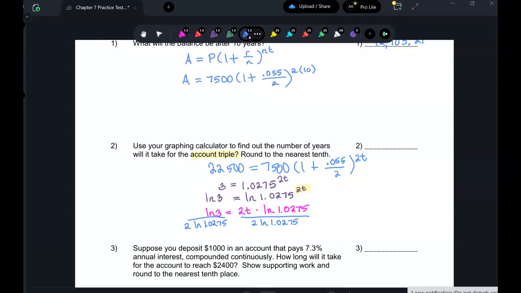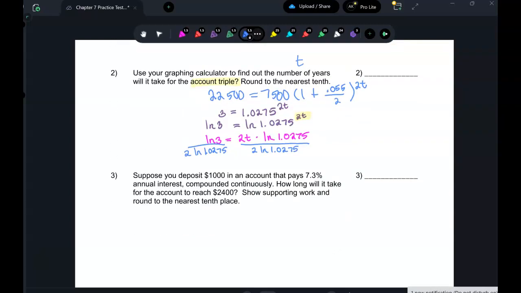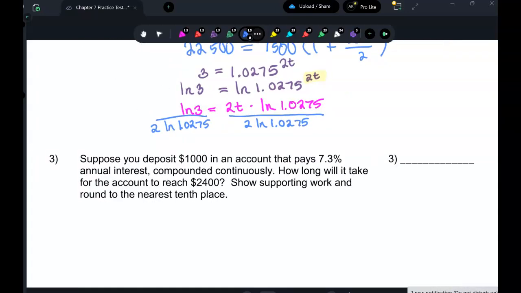Okay, we want to find out the number of years. That means we're trying to figure out what t is. Everything else we already know. Yeah. We know what the rate is. We know it's semi-annually, but we want to solve for t. When t is in the exponent, we have to take the logarithm of both sides to get it out of the exponent. And then, so I move it to the front.